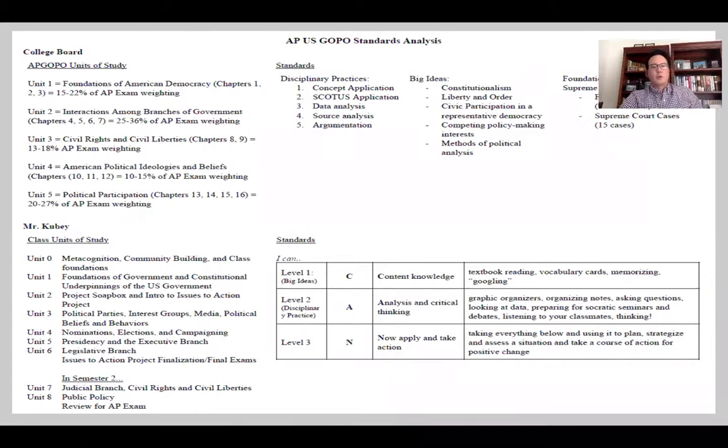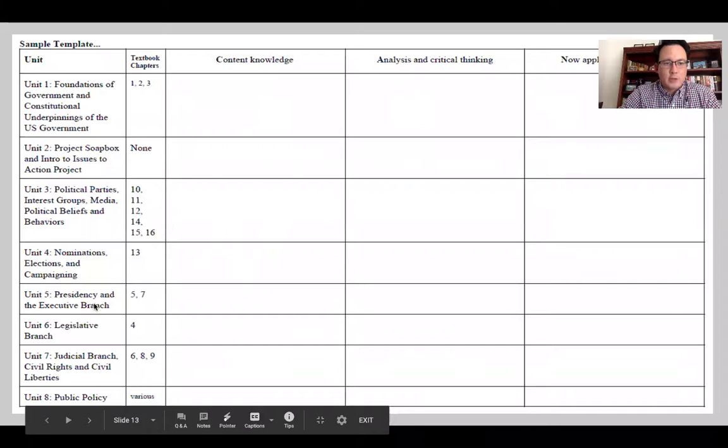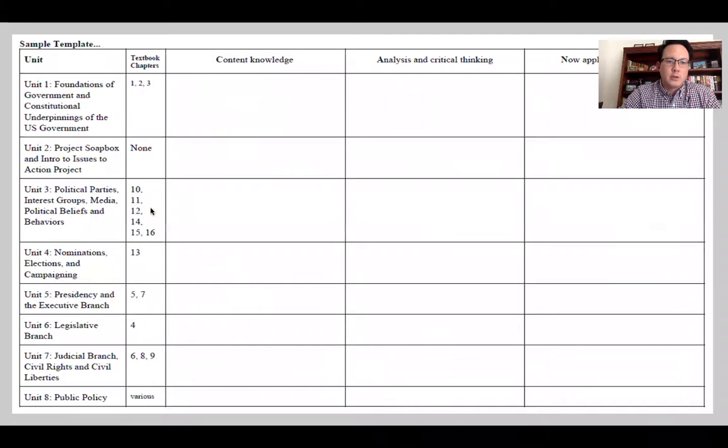The way I've worked it with my students is, I want them to be able to say, I can do this. I can do content. I can do analysis and critical thinking, and I can do application and taking action. So this week, I've had students looking at each of my units, the chapters in the textbook that go along with it, and pulling out the content knowledge, the analysis and critical thinking portions, and then the application and Action Civics portions.